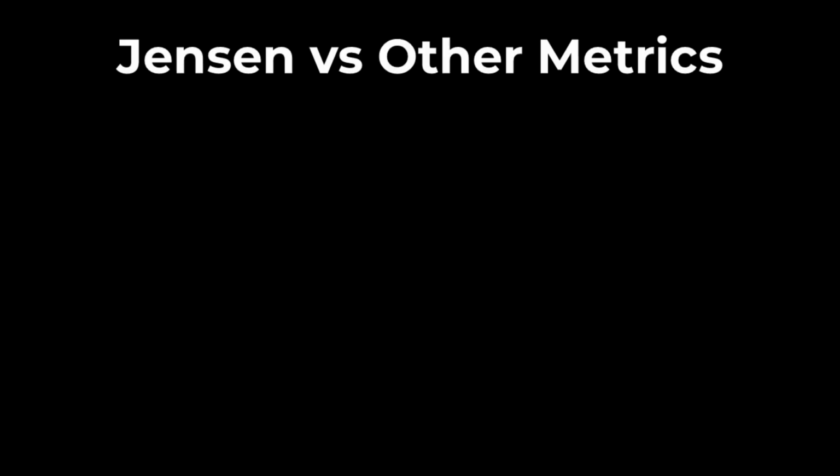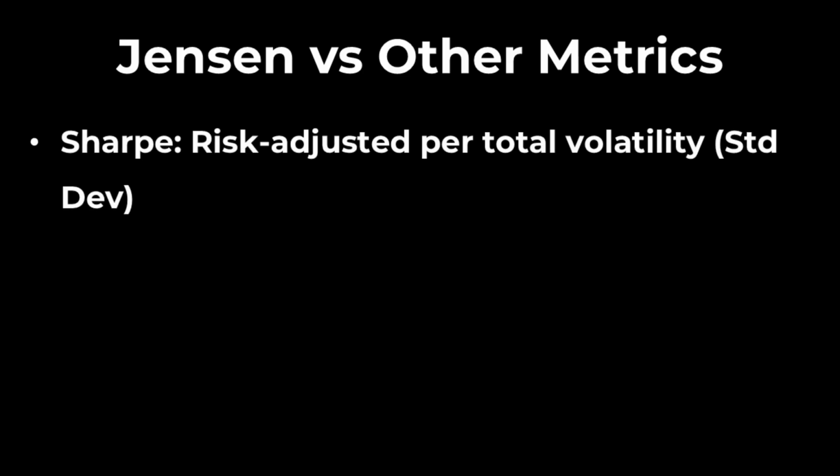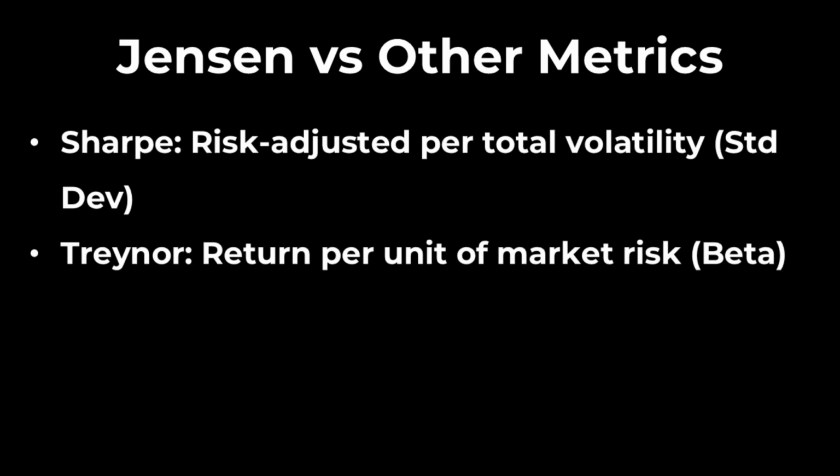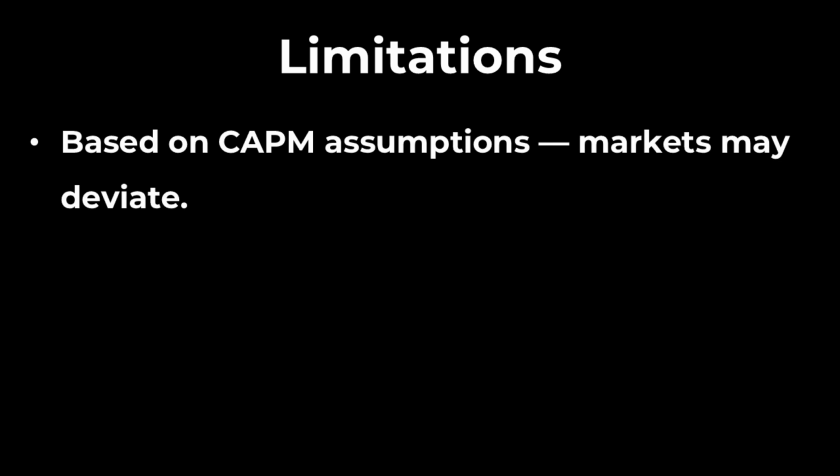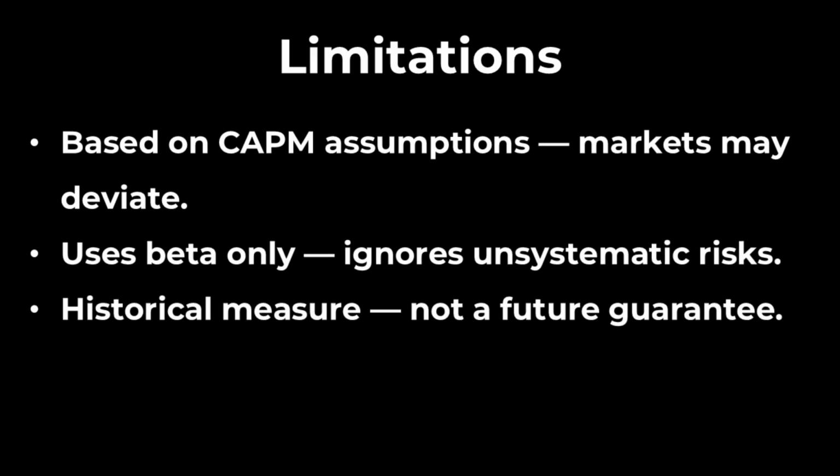Here's how Jensen's Alpha differs from other metrics. Sharpe adjusts for total volatility, Treynor focuses on market risk, and Jensen looks at pure outperformance versus CAPM predictions. Each gives a unique perspective. Remember, no metric is perfect. Jensen's Alpha relies on the capital asset pricing model, which assumes rational markets, not always true. It ignores company-specific risks and is purely backward-looking.